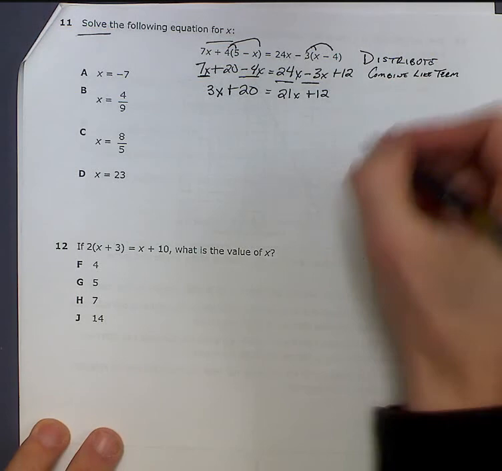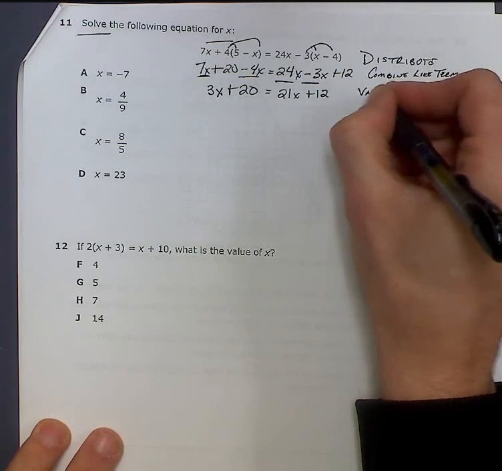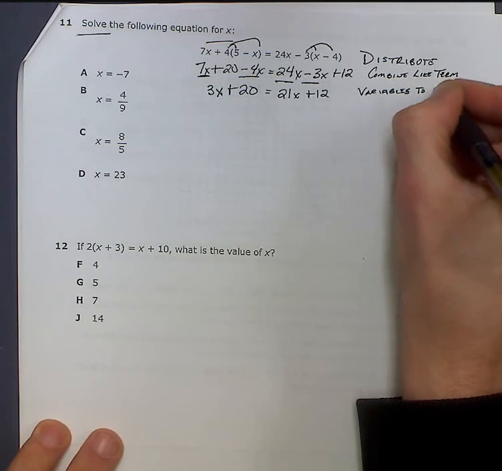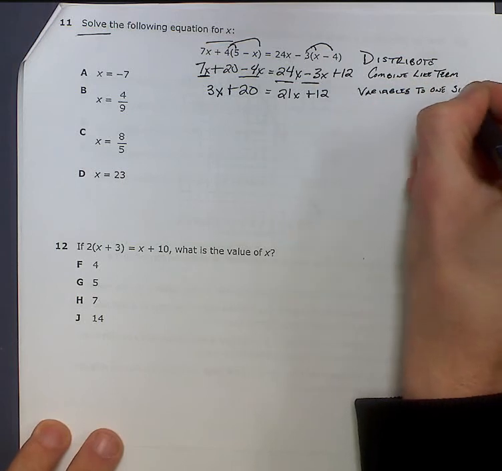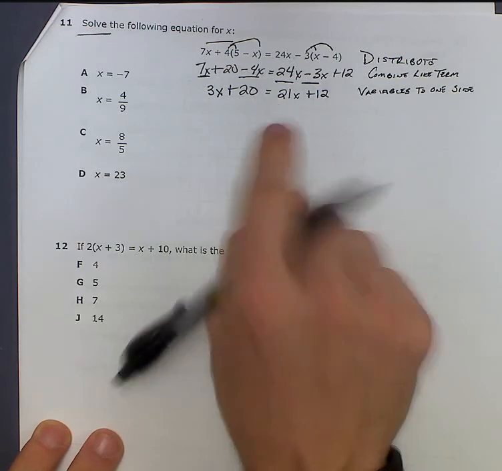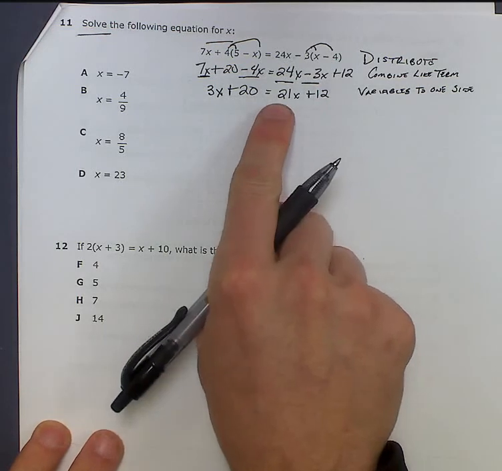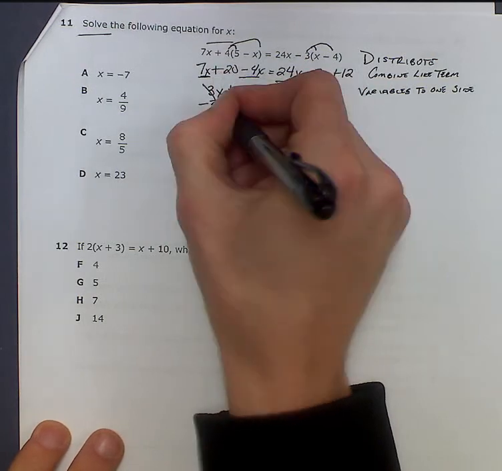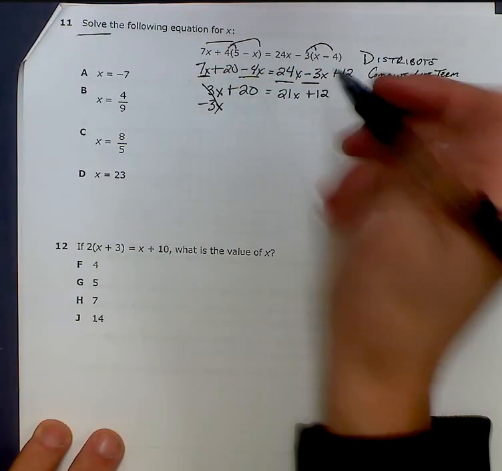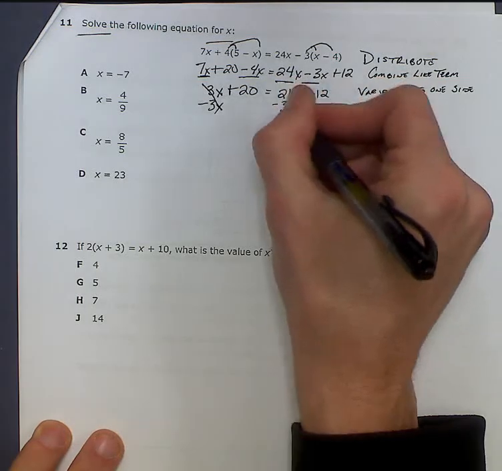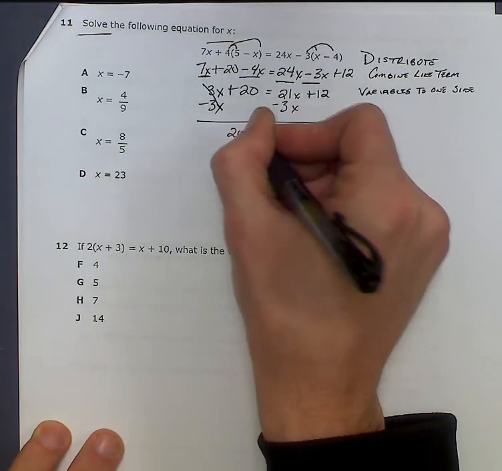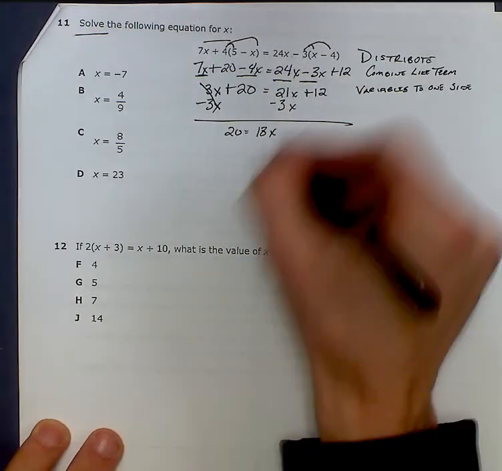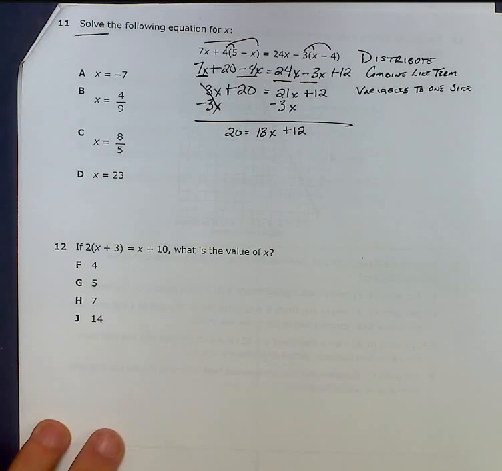Now, I need to get the variables on one side. And I always like to work with the bigger numbers because I want my x's to stay positive. So I'm going to take away my smaller numbers. So I'm going to take away this 3x so that it goes away. And I do it on both sides for equality. And I'm left with 20 over here. And 21 minus 3 is 18. So I have 18 x's here. And I still have this 12 that I haven't done anything with.